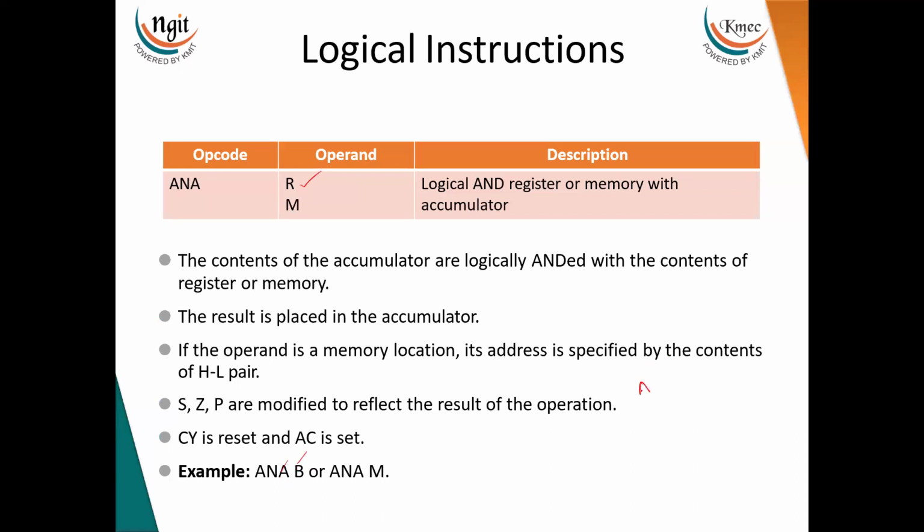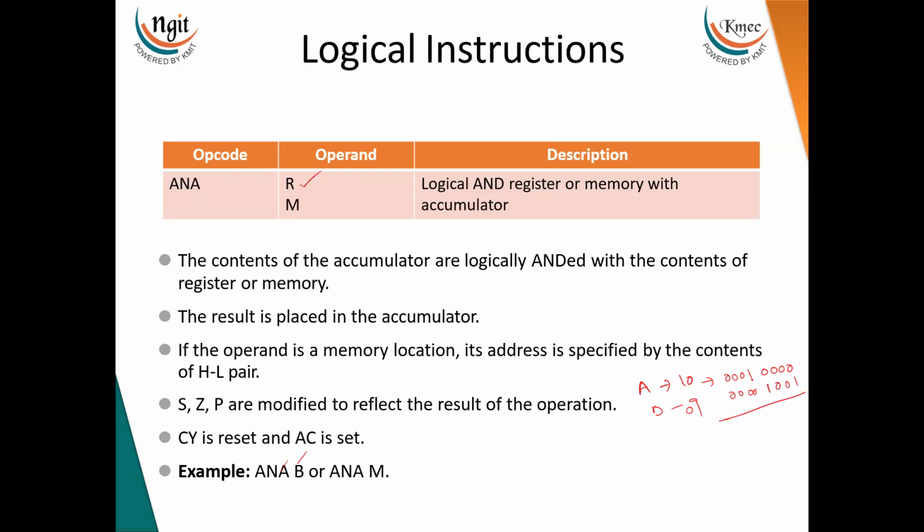Now for example, if A is containing 10 and B is containing 9, then how to do the AND? For 10, how to write the binary value? For 0, you have to write four zeros, and for 1 you have to write 0, 0, 0, 1. And how to write 9? 9 means 0 9. The upper nibble is 0 and the lower nibble is 1 0 0 1.